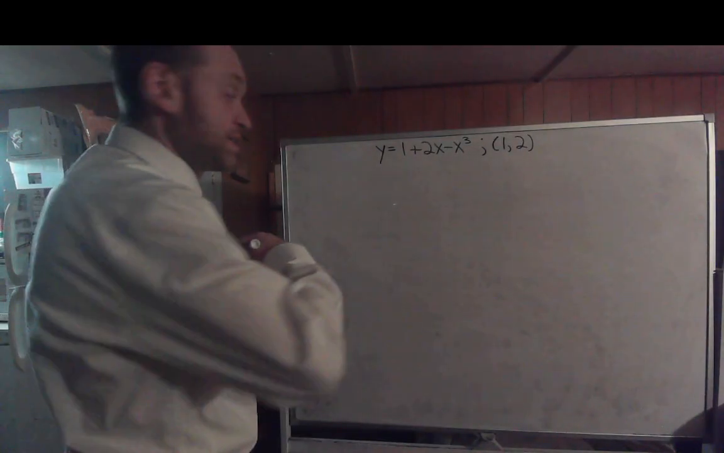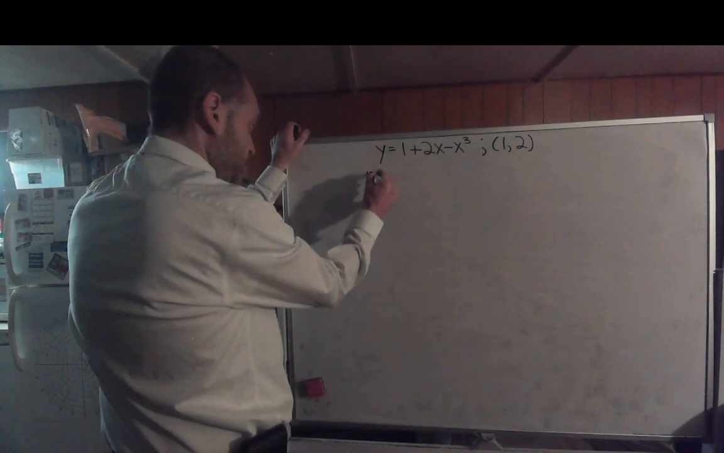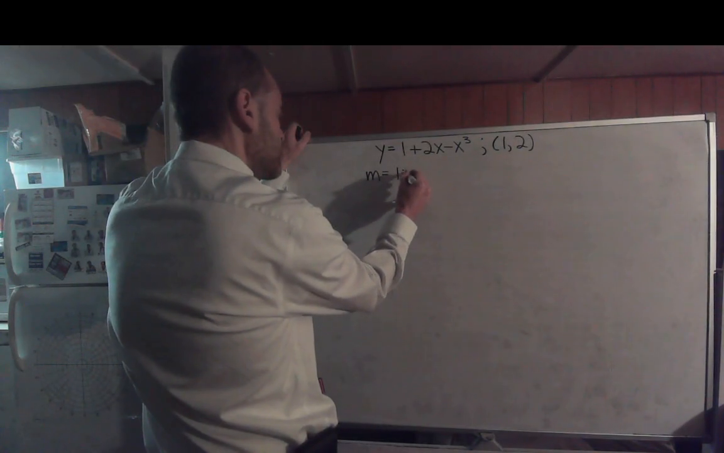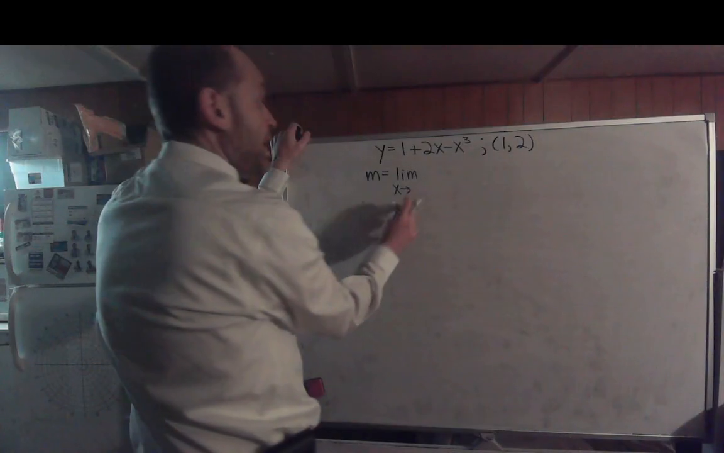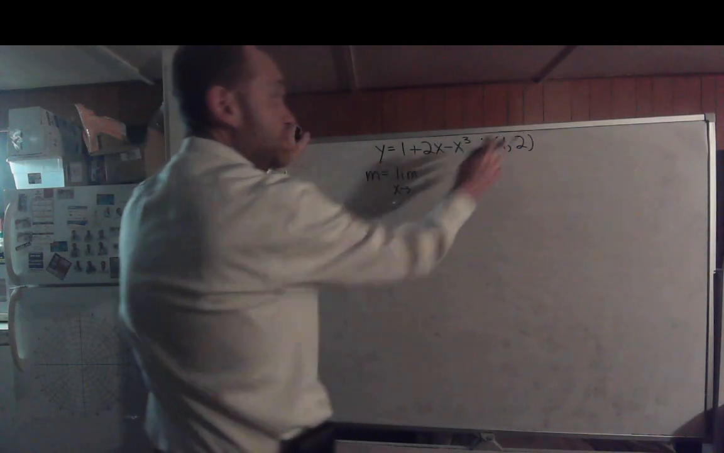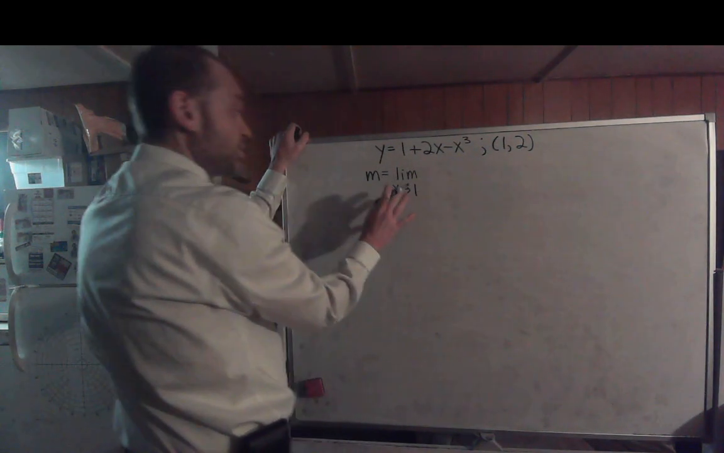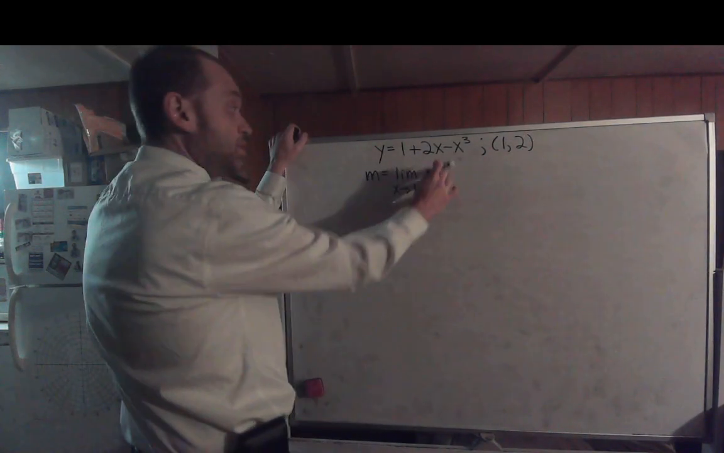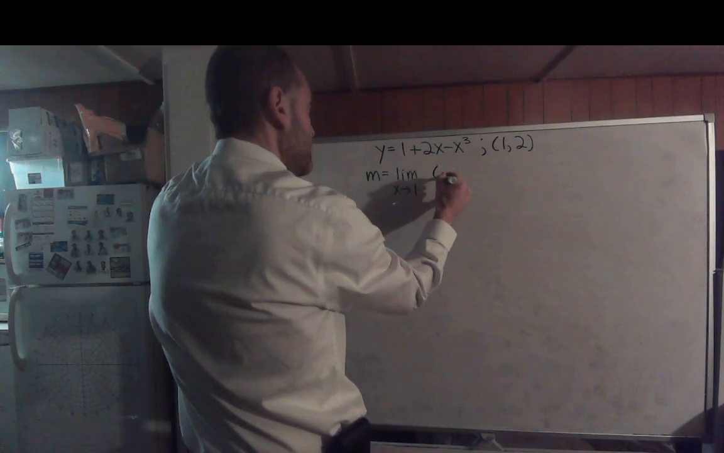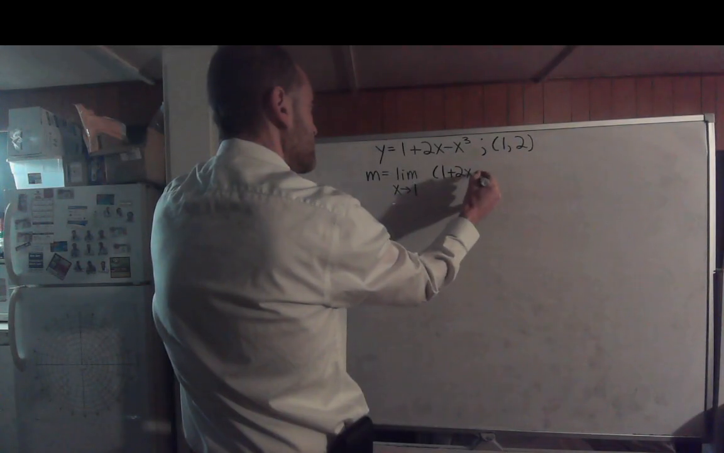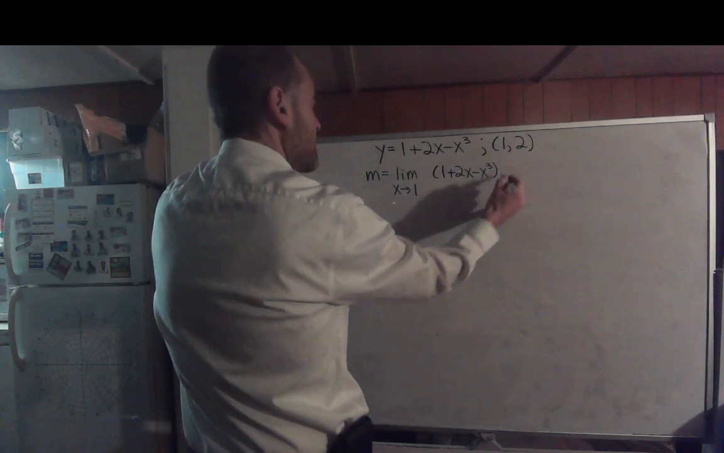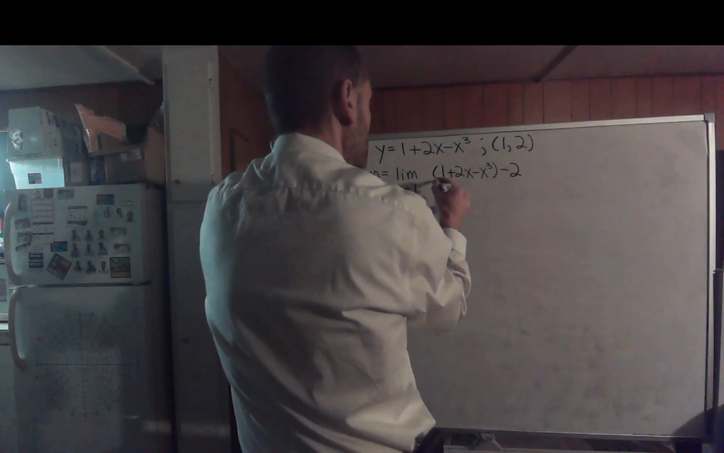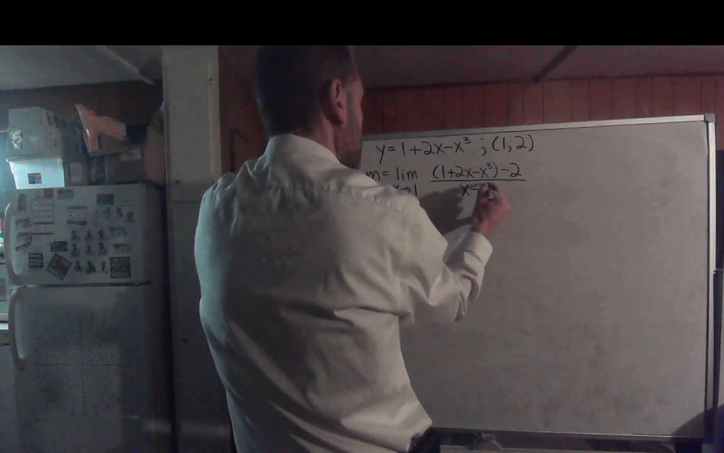If we want to find that slope, that instantaneous rate of change, we're going to set this up as m equals the limit as x approaches our a, that x coordinate of 1. So the limit as x approaches 1 of f of x itself, which is 1 plus 2x minus x to the third, minus f of a, well, f of a itself is 2, divided by x minus 1.